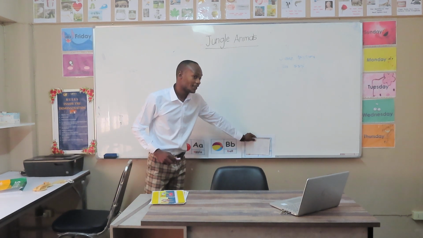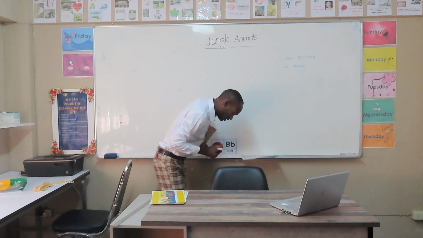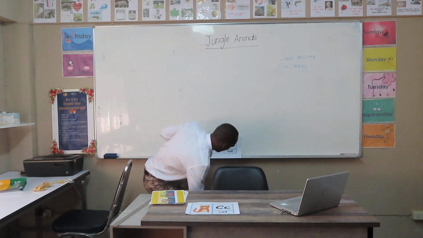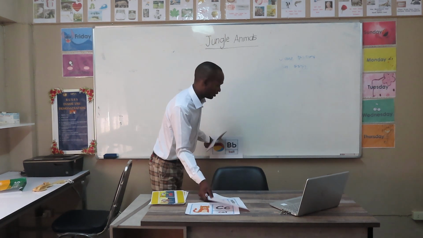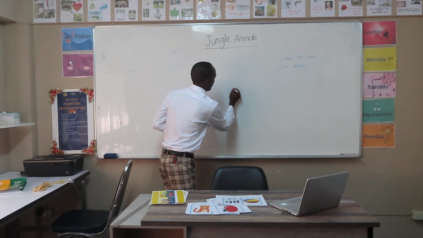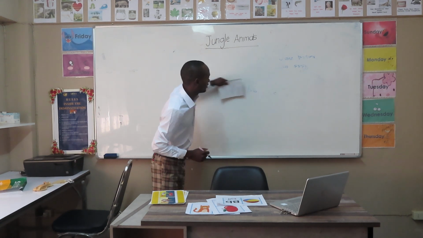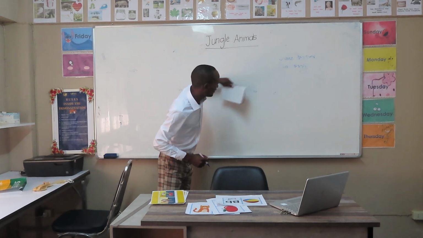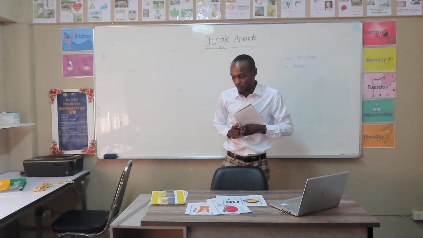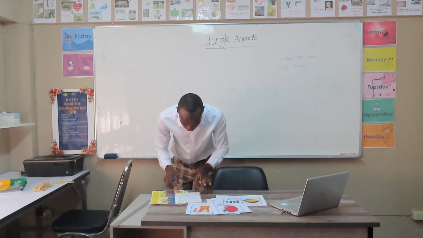What's missing? C. C, very good. You've got the right answer. C. B. B. Very good. So now you're very familiar with our words. A, B, or C. Very good.